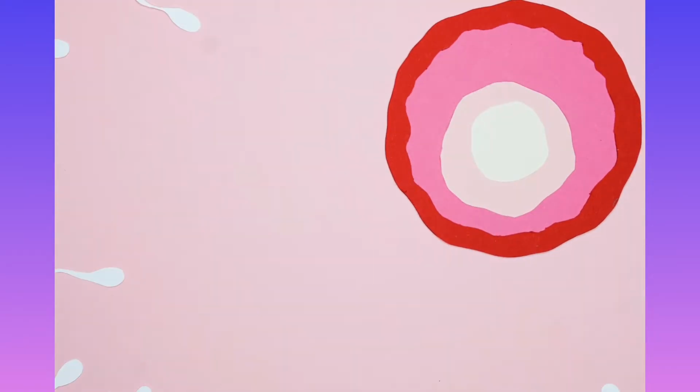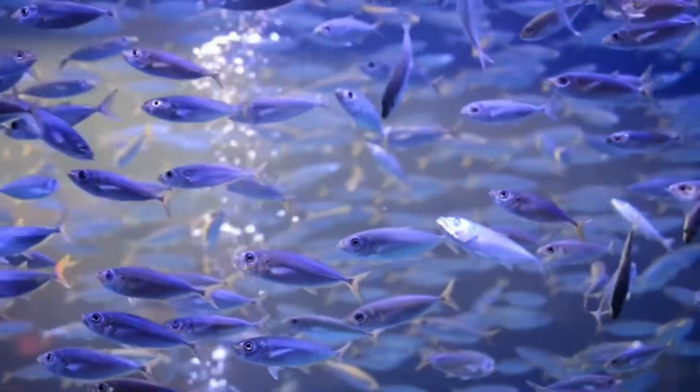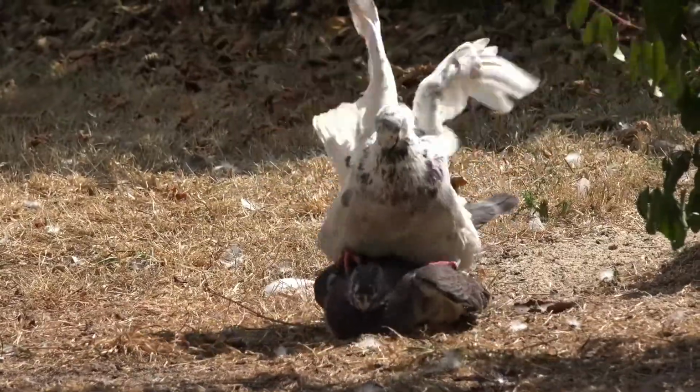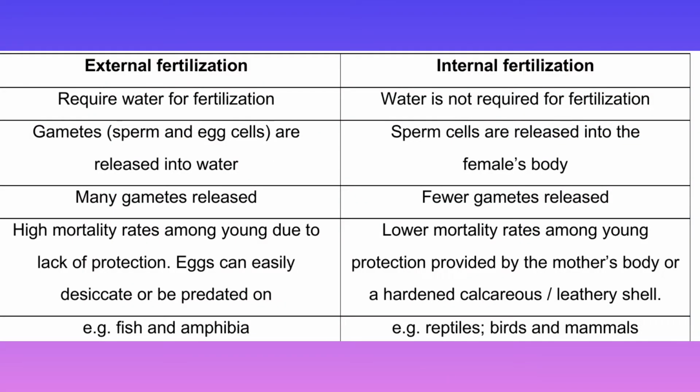Fertilization occurs when a sperm cell and an egg cell fuse to form a zygote. Fertilization can occur outside or inside the female body and varies in its dependency on water. As the table shows, external and internal fertilization vary mostly in the way that the sperm cell and the egg cell meet. In external fertilization, the egg and the sperm cell require water to meet. In internal fertilization, the sperm cell is released within the female body where it meets the female egg cell.